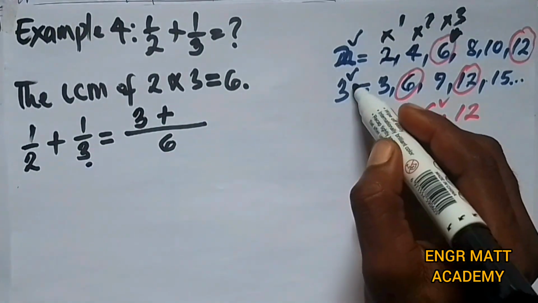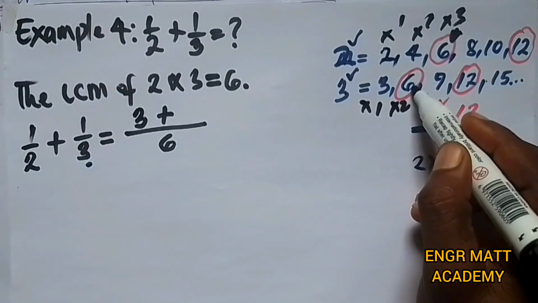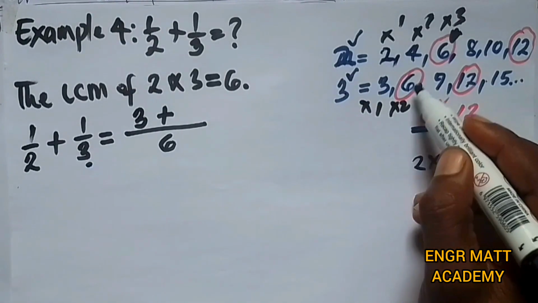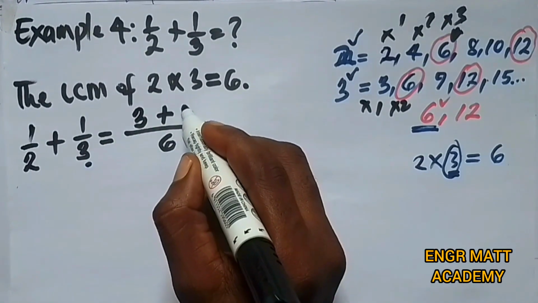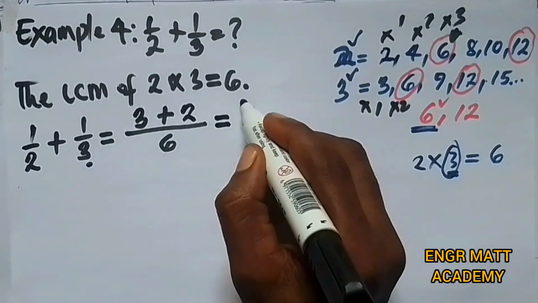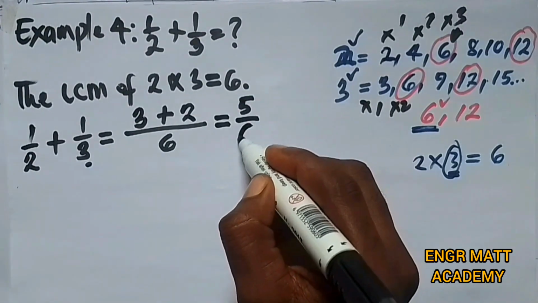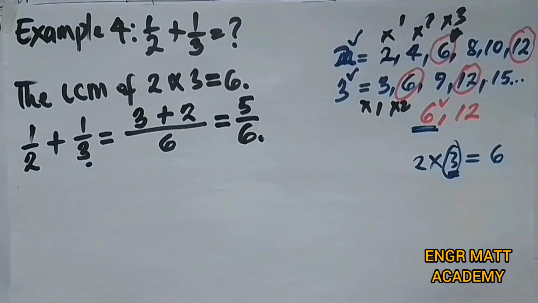Now, coming here, we say 3 times 1 is 3. 3 times 2 is 6. So 3 times 2 is 6. We use this 2 to multiply this one to give us 2. Now, we add them up. 5 over 6. This is a bit tricky, but once you get it right, you've got it right. Now let's see how example 5 will help us do that.